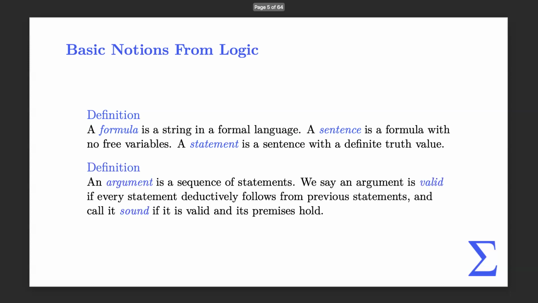But moving on. An argument then I'm going to define as a sequence of statements. We're going to have to define a notion of validity for arguments and a notion of soundness. I'm going to say an argument is valid if it deductively follows, in the sense that every sentence follows deductively from previous sentences. You can also have the sense where, in every instance where my premises are true, my conclusion is entailed. And I'm going to call it sound if the argument is both valid and its premises hold. So yeah.